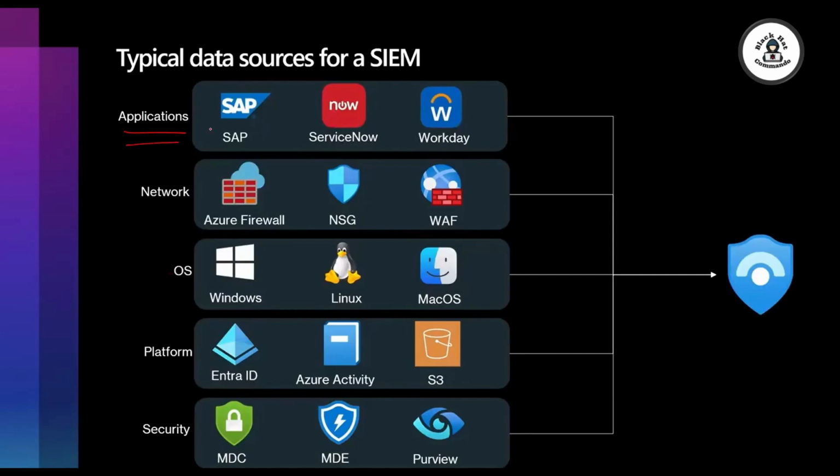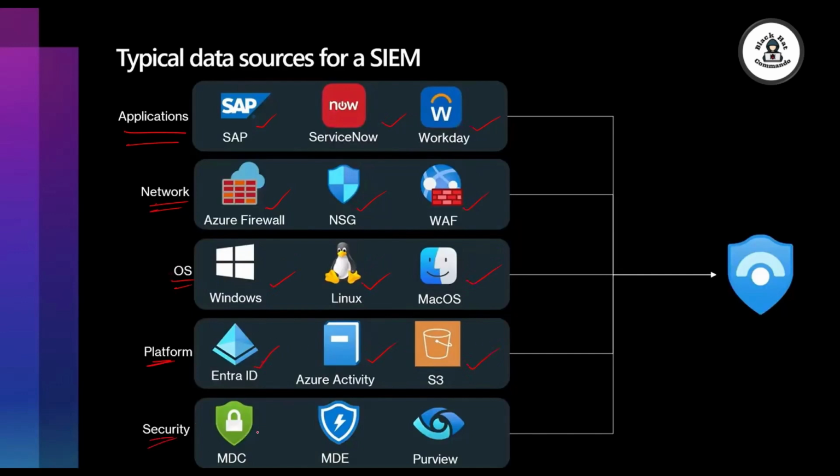Here, applications like SAP, ServiceNow, Workday, whatever the application, you can directly take those log sources from the application programming interface gateway. Or you can take firewall related data, network security groups, and web application firewalls also. SAP, ServiceNow and Workday are software applications. Here it is functioning as network layer firewall devices. When it comes to endpoints, you can take Windows, Linux, or Mac OS. And platforms like Entra ID or Azure Active Directory, or databases.